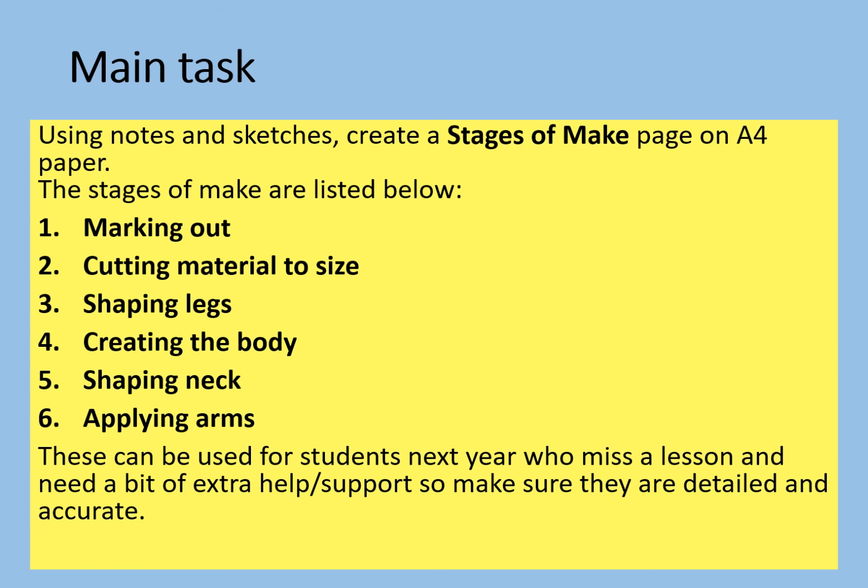So that's your main task, Year 7. Using notes and sketches, create a stage of make. And the stages of make are listed again at the bottom. Now you have all the key terms that you need in your book because we did that as our starter. Give it a go on A4 paper. And the ones that I think are the most clear and most accurate, I would love to photocopy and laminate for next year, so I can use them as an additional teaching support guide.